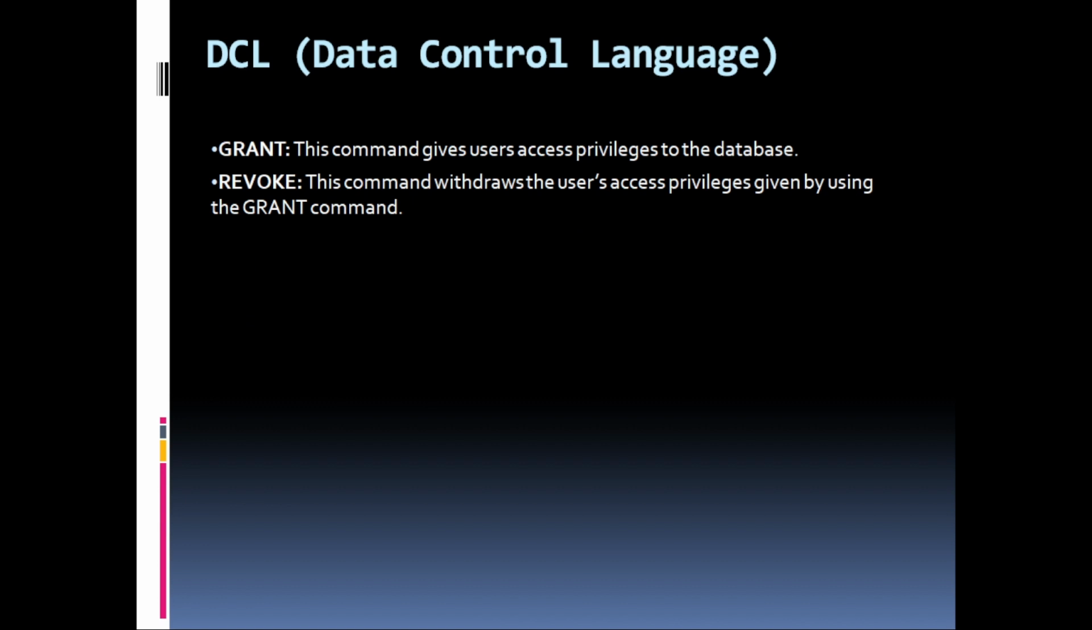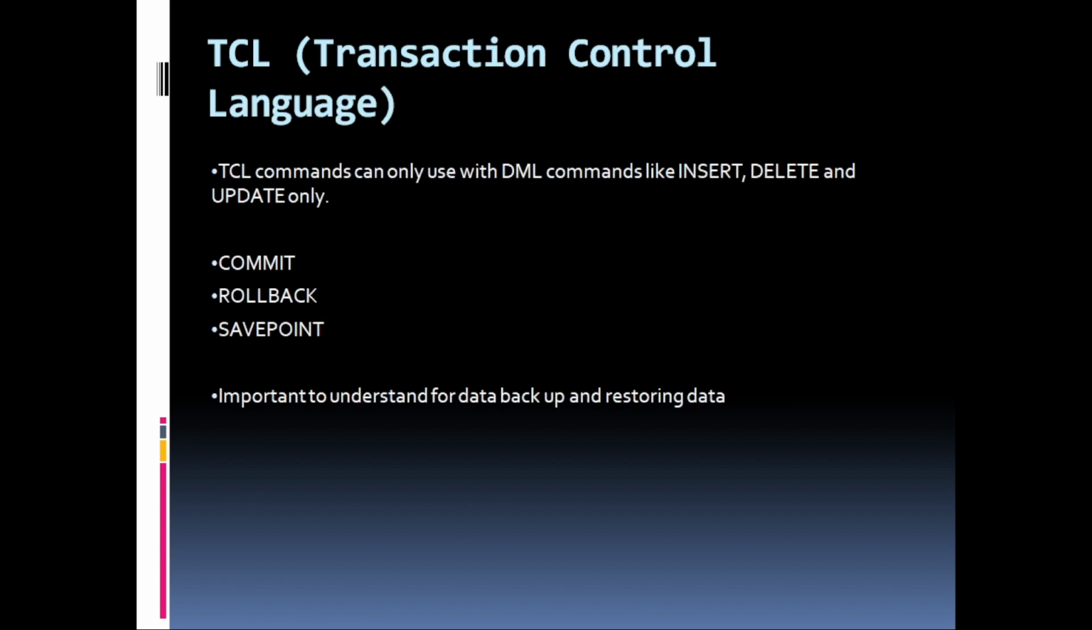Now DCL is usually used more when you're a DBA, a database administrator, so like granting access or revoking access. Now transaction control is usually done when you want to commit actual transactions to the database or roll back to undo those transactions. So it's actually how the data is finally pushed to the database. So right now we won't get into it.